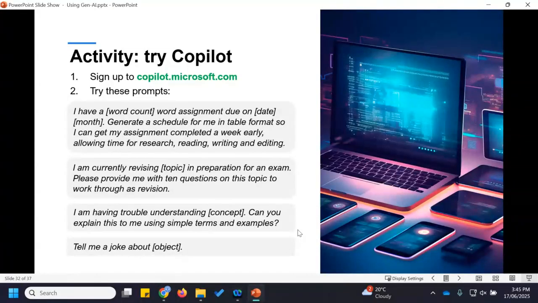But there are different tools out there that might be based around note making or helping you organize your notes. There are other ones that are built for images. So Adobe Firefly is probably going to create a better image than, say, Copilot, just because that's what it's been built for, you know? So always check the tool that you're using as well.